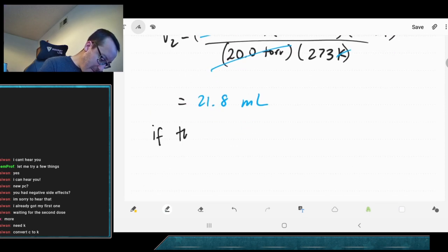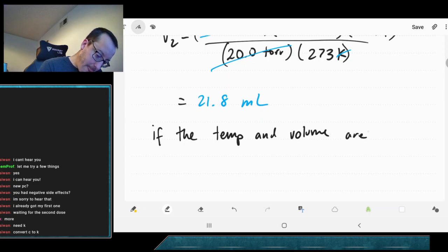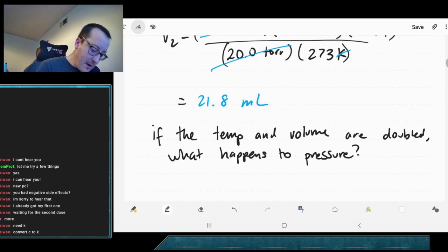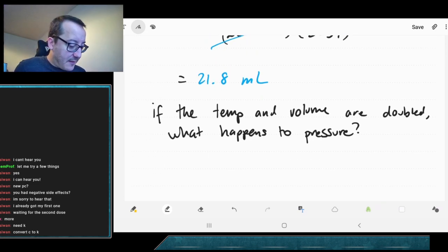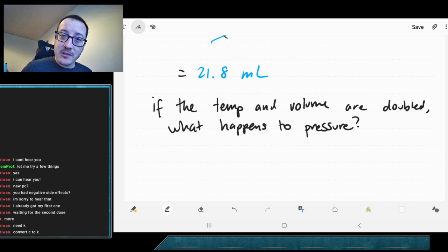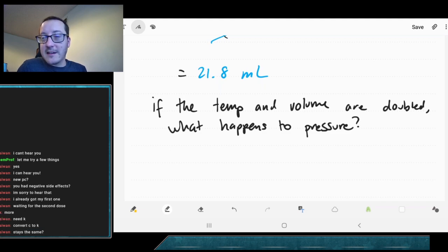Alrighty, so if the temperature and volume are doubled, what happens to pressure? Alrighty, so this is a very common conceptual question where you're not given numbers, but it says, okay, this is tripled, this is halved, what's going to happen? In this case, it will in fact stay the same, yes.